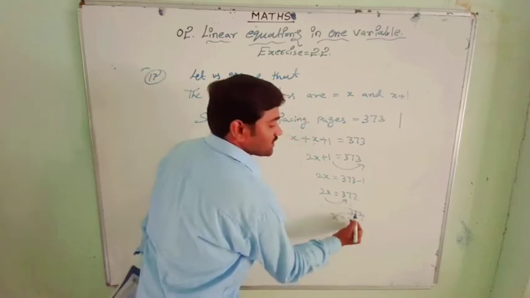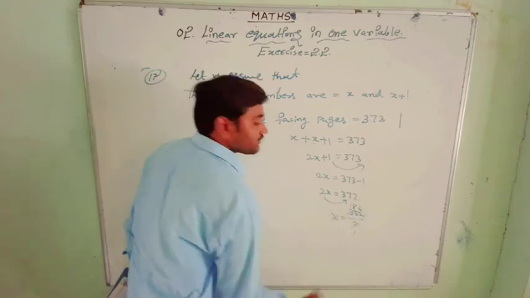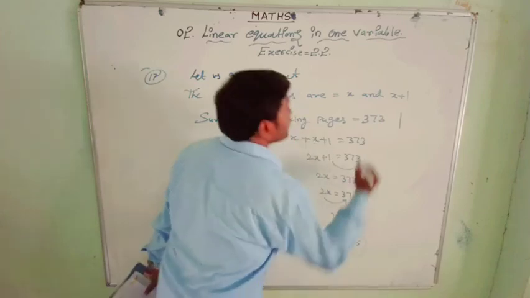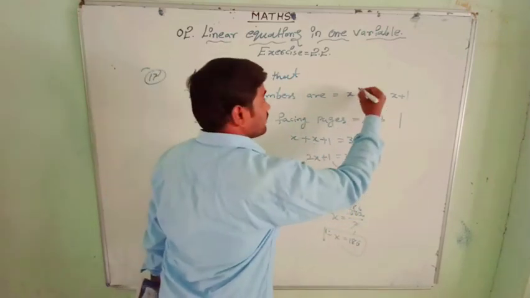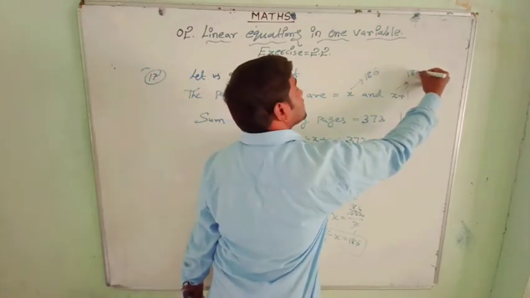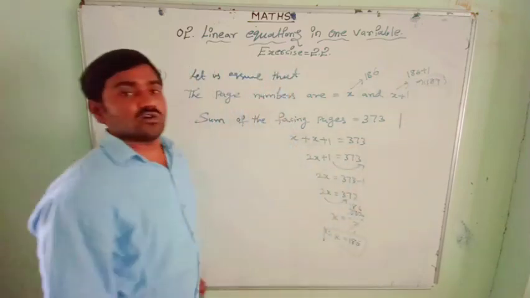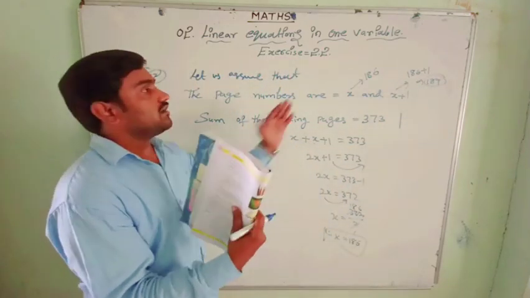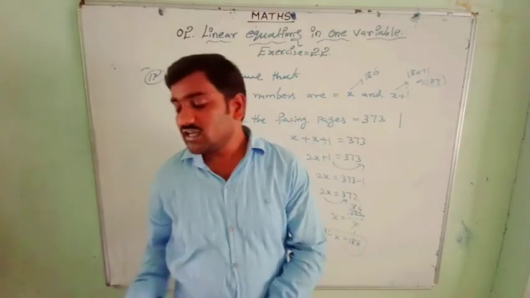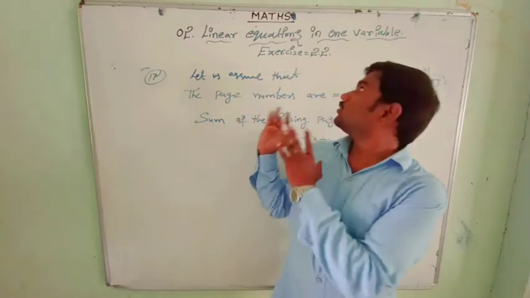2 ones are 2, 1 is left. 2 eights are 16, 1 is left. That is x equals 186. Then the facing page numbers are 186 and x plus 1, that is 186 plus 1 equals 187. So the page numbers are 186 and 187. The sum of 186 and 187 is 373.